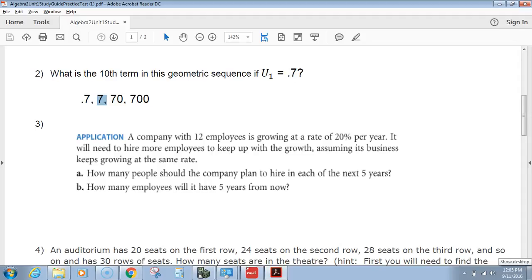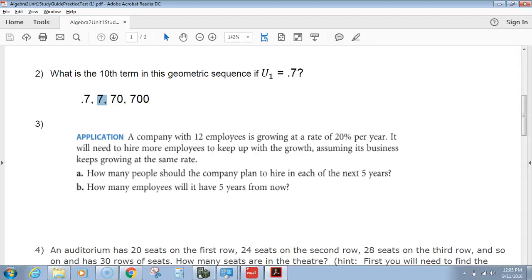Question 3: a company with 12 employees is growing at a rate of 20% per year. It will need to hire more employees to keep up the growth, assuming its business keeps growing at the same rate. How many people should the company plan to hire in each of the next 5 years? So you can either write a recursion plan for this or write an explicit. I think the explicit is a little bit easier to write.